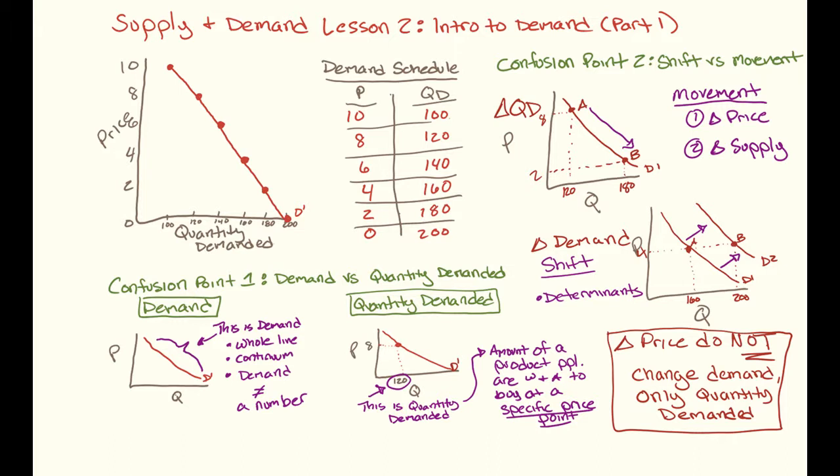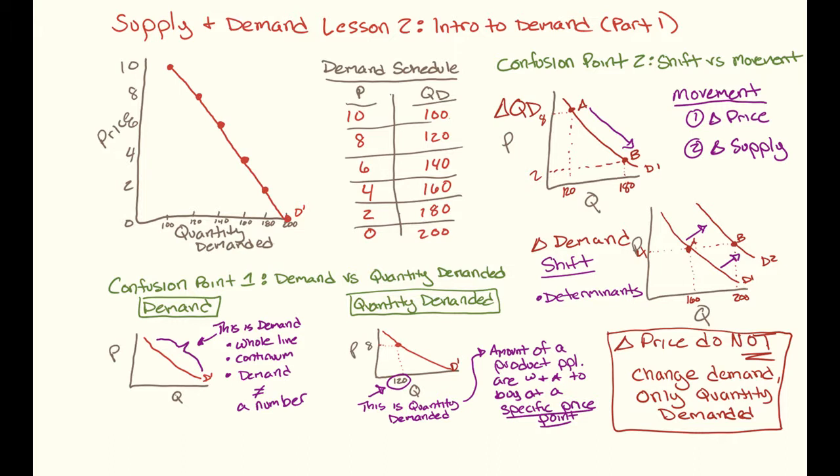So the top graph that I just added here shows a change in quantity demanded. In this particular case, the change in quantity demanded happened due to a change in price. So we went from a price point of 8, where we had a quantity demanded of 120, to a price point of 2, where we had a quantity demanded of 180. This did not change demand. So changes in price don't change demand.